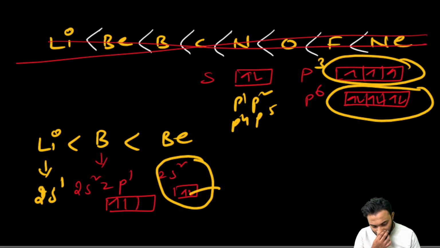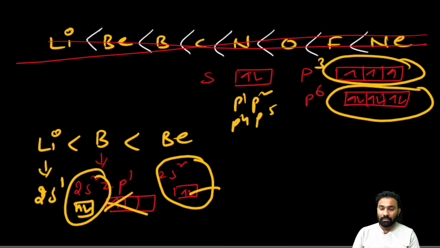But when it comes to boron, if I remove this one electron, it reaches the stable electronic configuration of s. Since it reaches the stable electronic configuration of s, it requires lesser energy than beryllium. Making the stable one unstable requires higher energy; making the unstable one stable requires lesser energy. That's the reason this order has come.